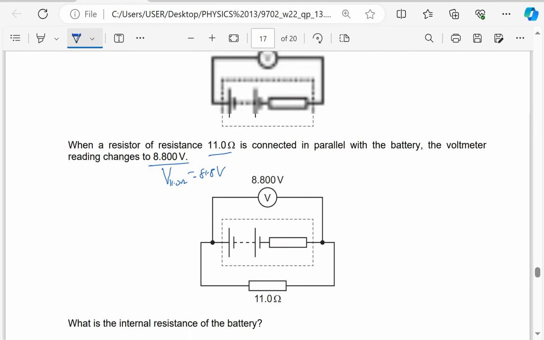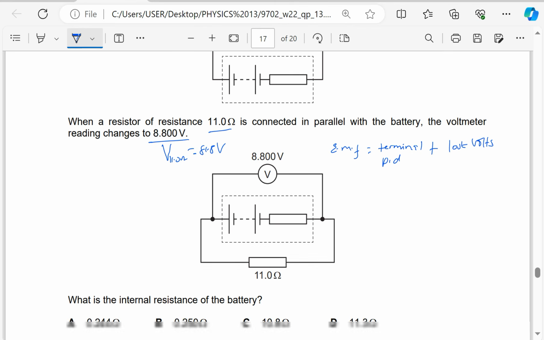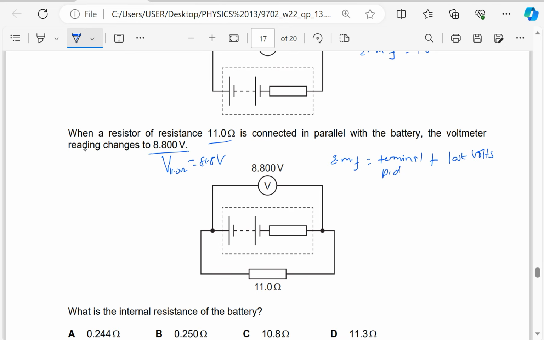What is the internal resistance of the battery? Okay, so we know that EMF is equal to the terminal PD plus the lost volts. Of course, the current is the same. So the EMF is 9 volts. Terminal PD is 8.8 volts plus the lost volts, which is current times internal resistance. That is the lost volts.